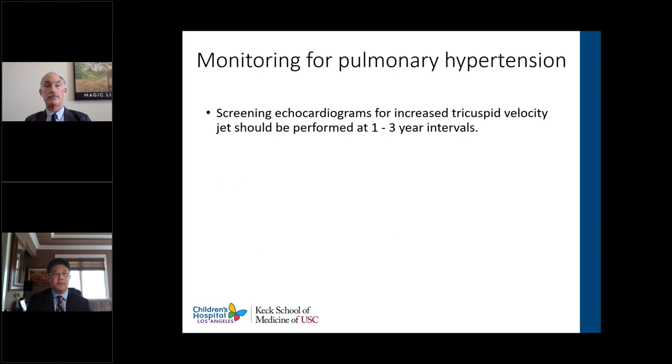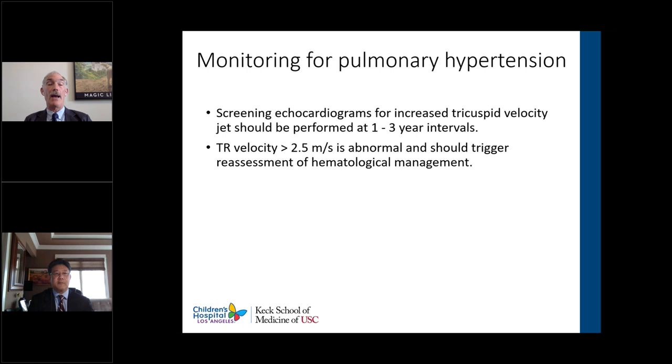Monitoring for pulmonary hypertension is fairly easy, fortunately. It can be done by echocardiogram at 1 to 3 year intervals. A TR velocity greater than 2.5 meters per second is abnormal. It's not very abnormal, and most cardiologists don't consider the range of 2.5 to 3 pulmonary hypertension per se, but it is certainly a shot across the bow and should not be ignored.